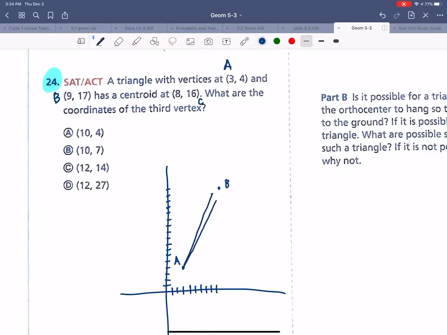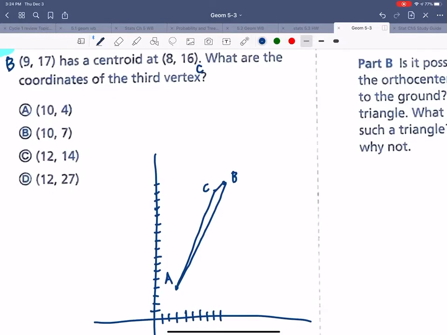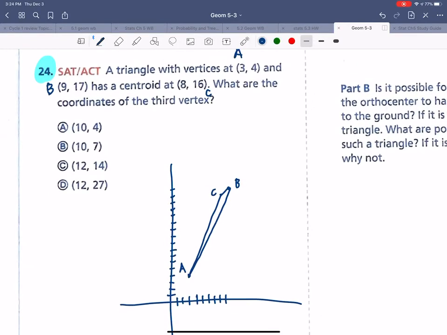This is a funky looking triangle, guys. It is really obtuse. So where would the centroid be? Oh, wait. You know what? I see I messed something up. It has vertices of A and B, but the centroid is there. Okay, so that's not my other side. That's my centroid. Oh, I'm glad I caught that. Okay. So my centroid here is at 8, 16.